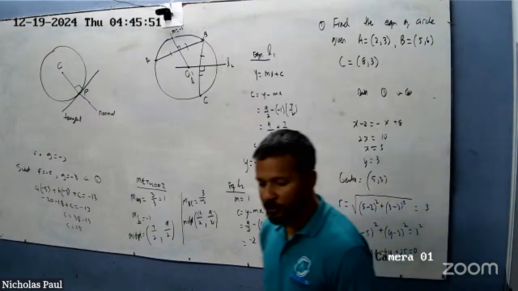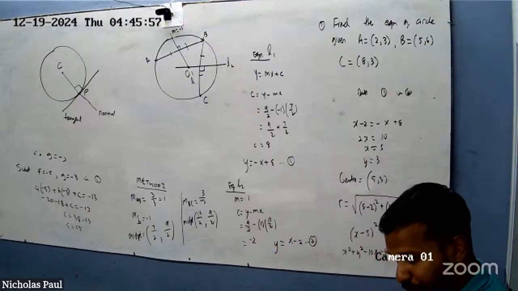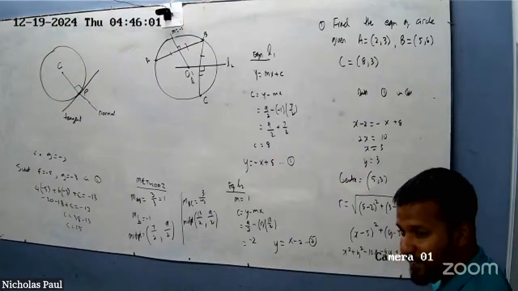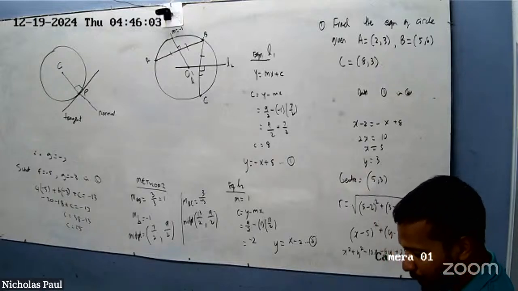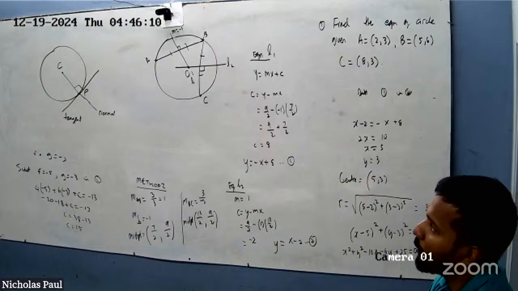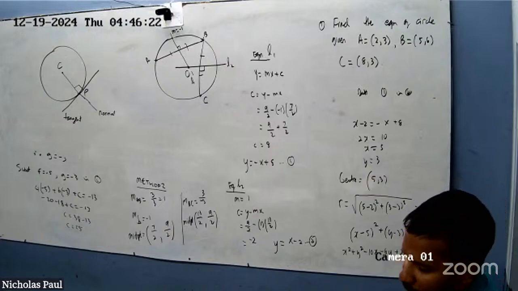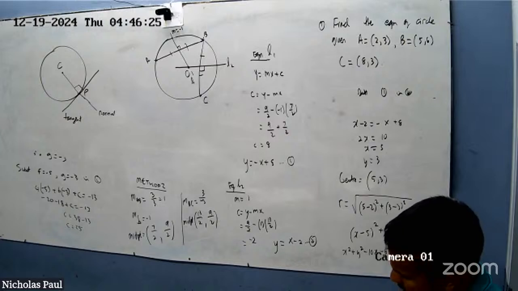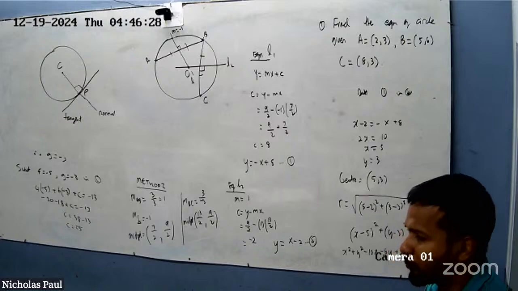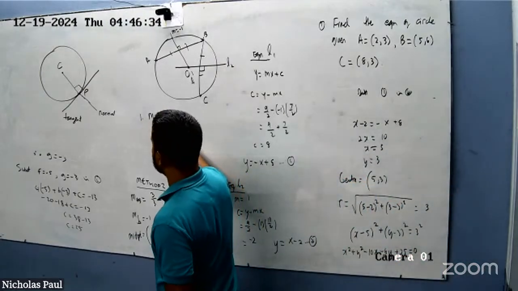So to obtain the tangent to a circle at a point P. Step one, use the point P and the center to find the gradient of the radius. Find the gradient of the radius.